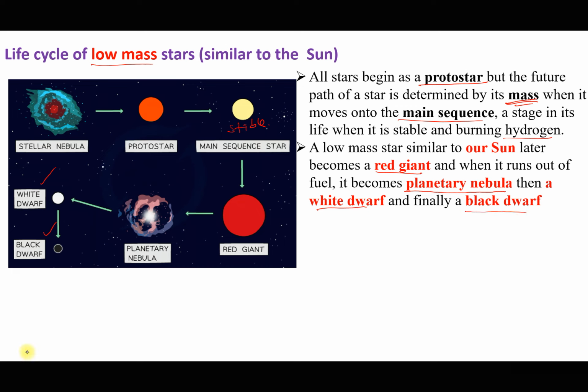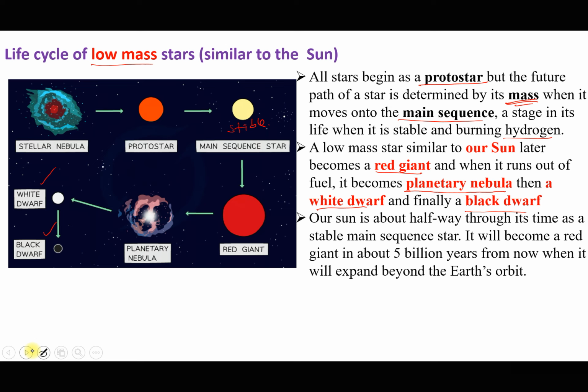By the way, just to mention, our Sun is about halfway through its time as a stable main sequence star. It will become a red giant in the next 5 billion years from now, when it will expand beyond Earth's orbit. So we still have more time for our Sun to become a red giant. It has about 5 billion years from now.